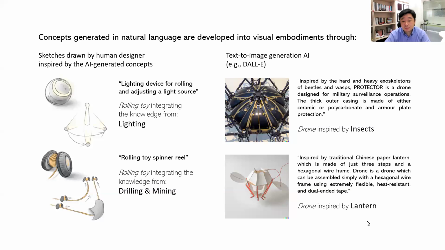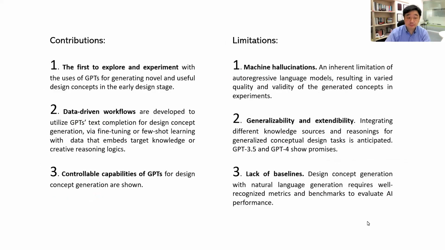Those concepts represented in text can be inspiring for human designers to read and get inspiration and generate new ideas, and also draw, sketch, and create visual embodiments of those design concepts for later stages of the design process. They can also be used as input into the latest text-to-image generative AI models like DALL-E and Midjourney to generate visual embodiments of the GPT-generated textual design concepts.